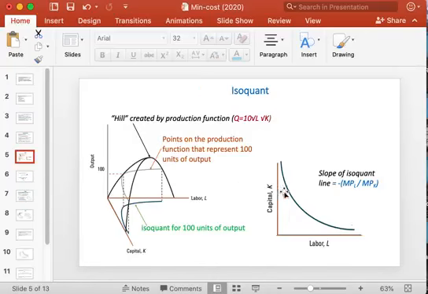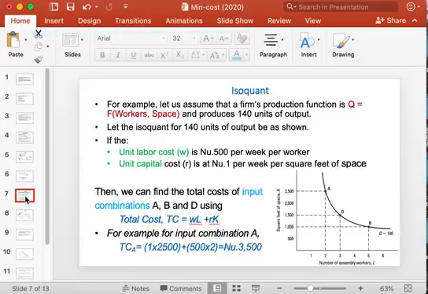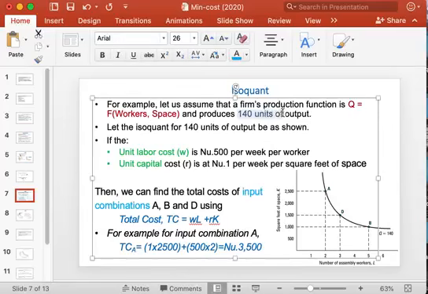Okay, so this is about the isoquant or isoquant line. So let us move further and take an example. Let us assume that a firm produces 140 units of output for a given production function of Q equal to a function of worker and space.